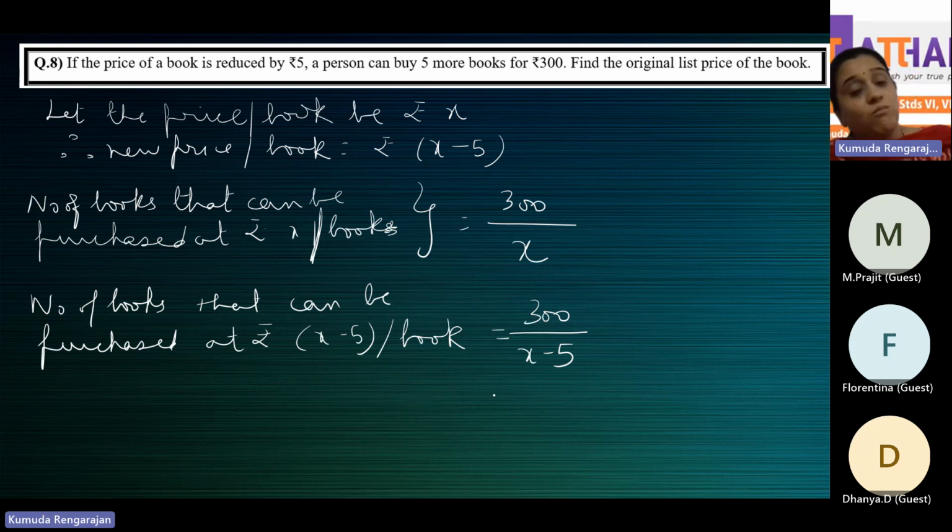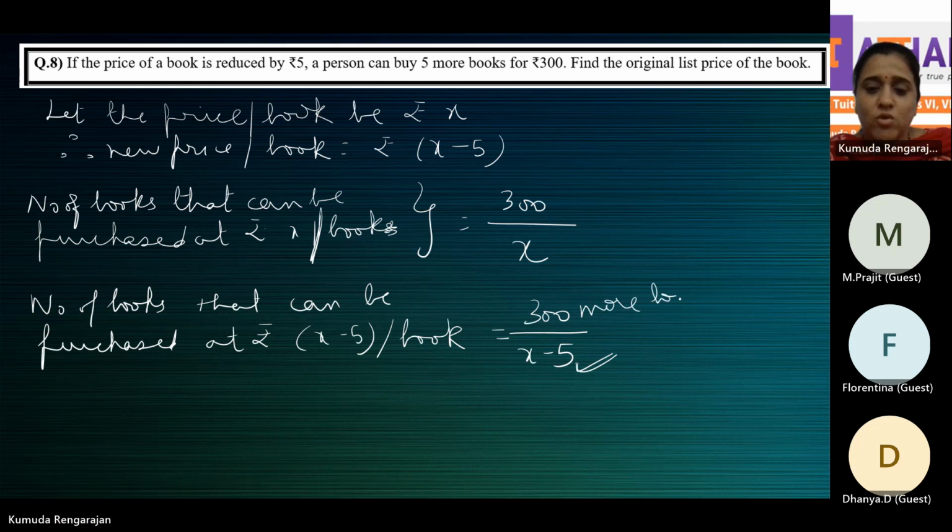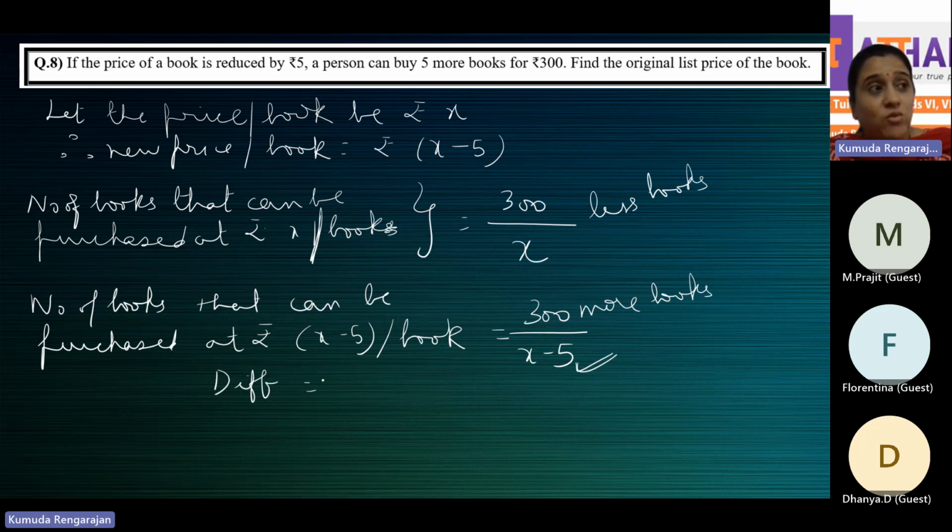Where are you buying more books? Where the price is less. Where the price is less, you're buying more books. And here the price is less, so here you're buying more books. Here the price comparatively is more, so here you're buying less books. So the difference in the books purchased is equal to how much? 5 more or 5 less. The difference is 5 books. So the difference in the number of books purchased is 5.